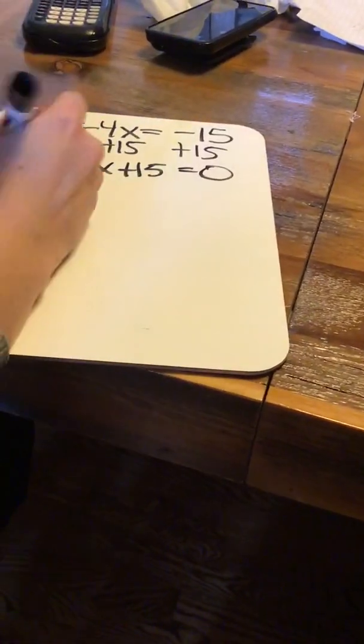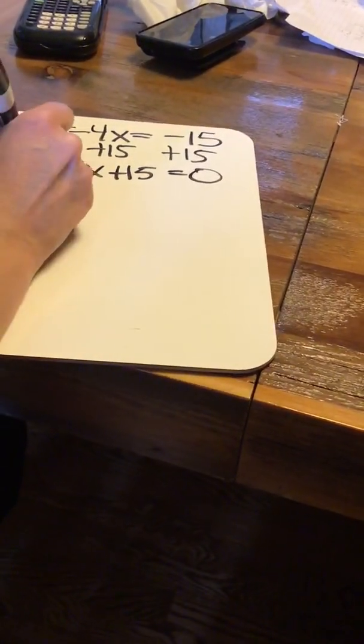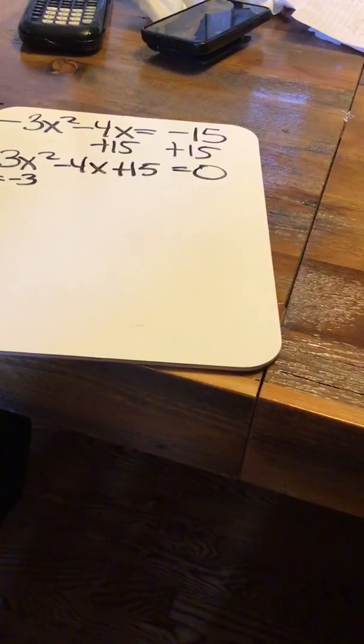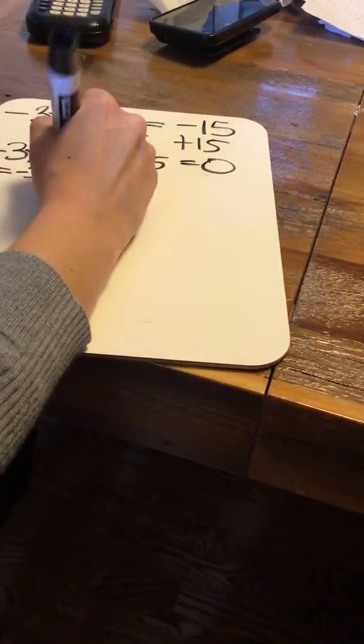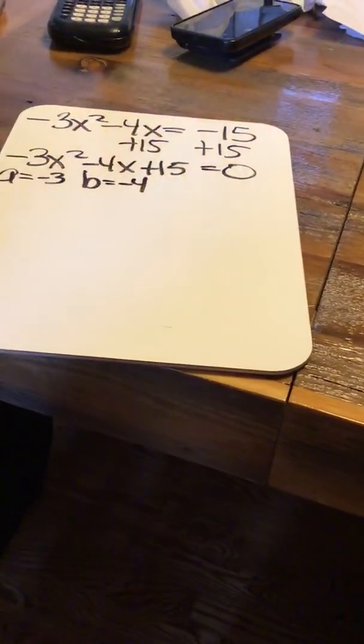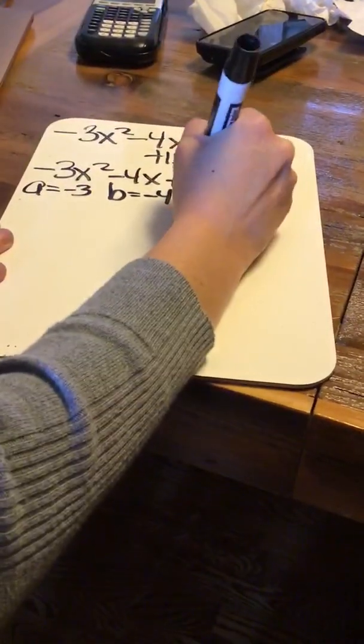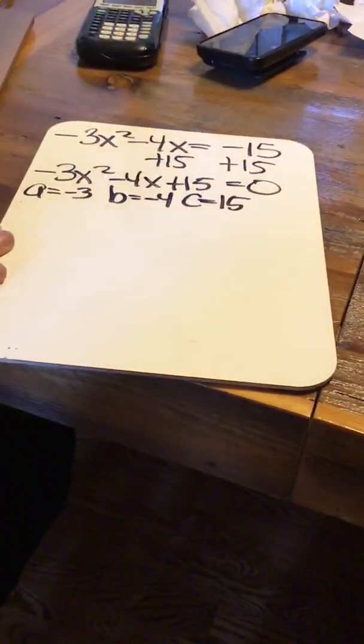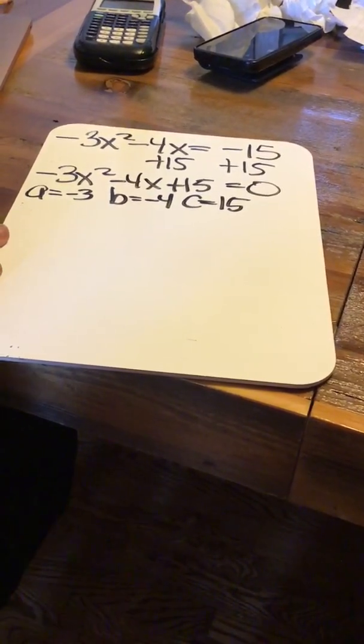Okay, and then I'm going to go ahead and write out my a is -3, which reminds me, what does this graph do? It's opening down. My b is -4. My c is 15, which reminds me that my y-intercept is at 15. This graph is hitting the y-axis at 15.